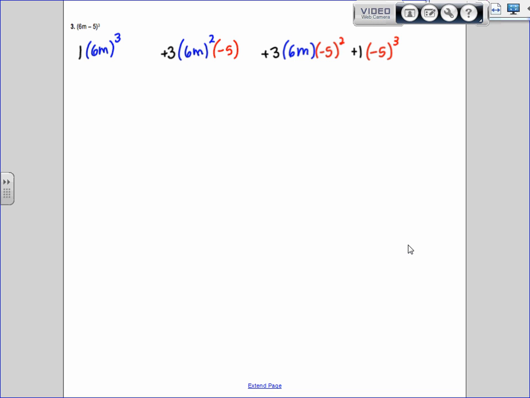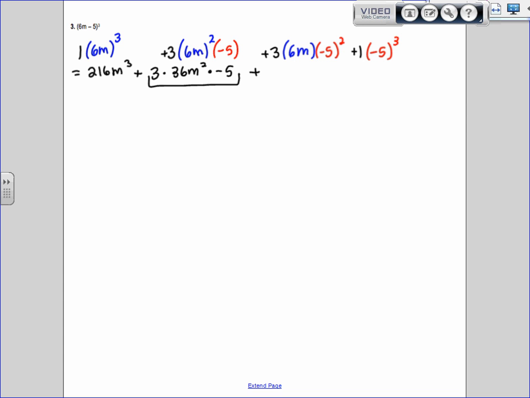Okay, so I have 6m times 6m times 6m. 6 times 6 times 6, you can use your calculator if you want. It's 216. So I have 216m cubed. The next part is where I need to see each term. So I have 3, and then I have 6m squared, which is 36m squared, and then I have a negative 5. So that's all one term. That all goes together.